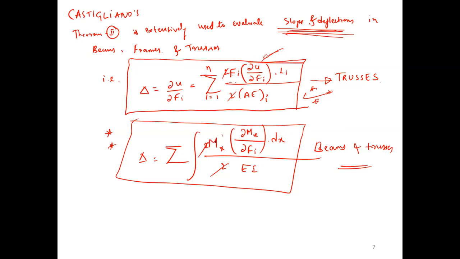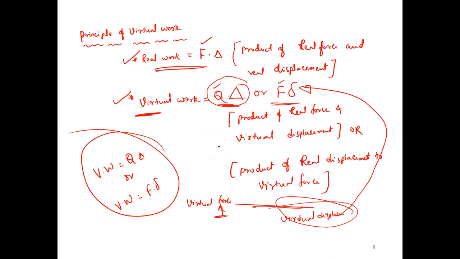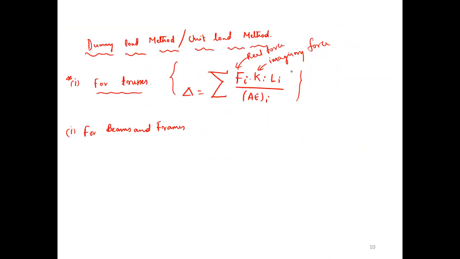Here, moment. Small mi. This K is the imaginary force. Or in other words, this is the force due to unit load. K is the unit load. Imaginary is nothing but unit load or dummy load. Dummy force. One is real force, another one is dummy force.